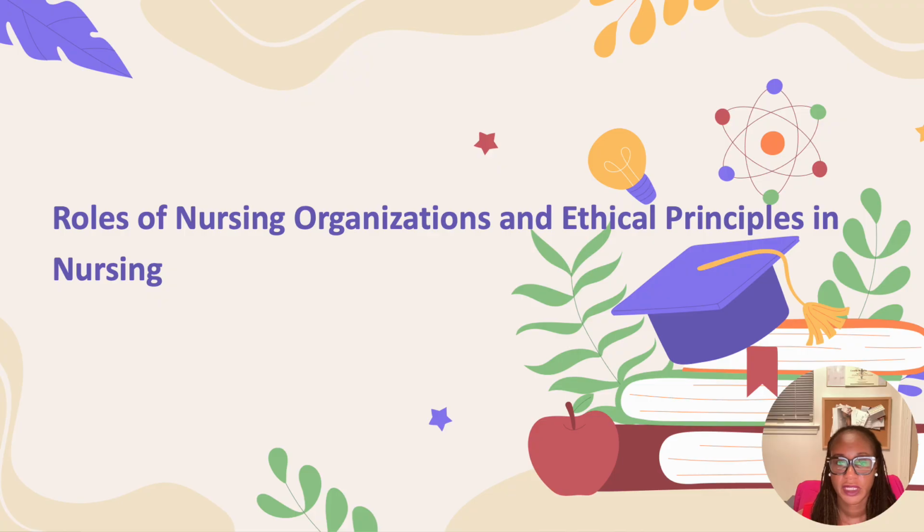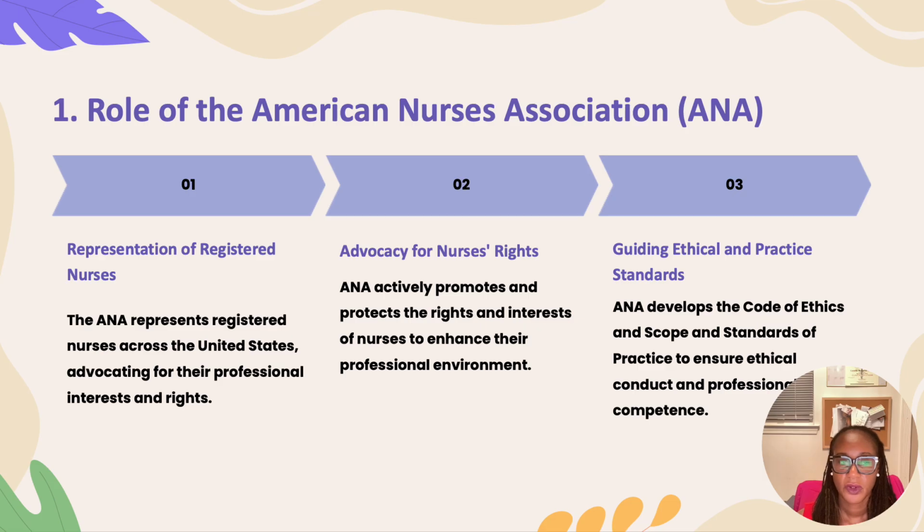Role of nursing organizations and ethical principles in nursing. So, the role of the American Nurses Association. The American Nurses Association is a professional organization that represents registered nurses in the United States. It plays a vital role in setting standards for nursing practice, advocating for the profession, and promoting high quality care.